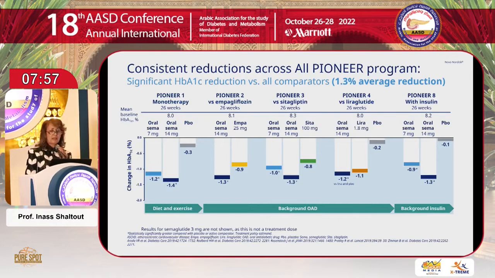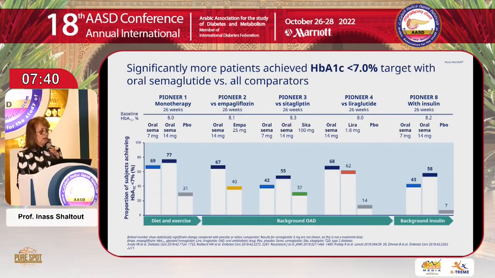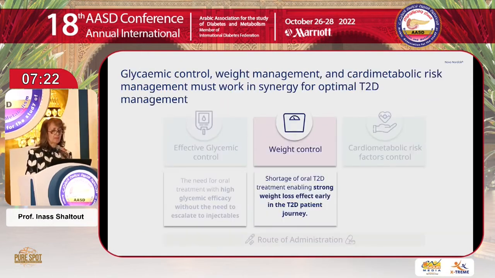In the PIONEER program, there was consistent reduction of hemoglobin A1C versus all comparators. Semaglutide was superior in hemoglobin A1C reduction versus all comparators. And more patients achieved hemoglobin A1C less than 7% in all PIONEER trials in the group receiving semaglutide versus the groups receiving the different comparators.